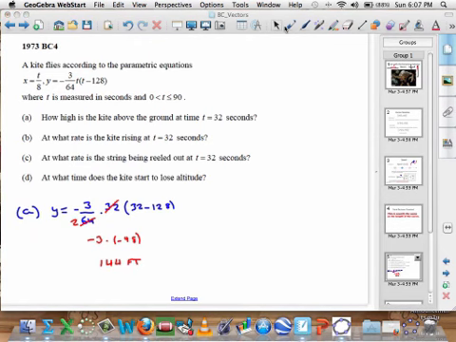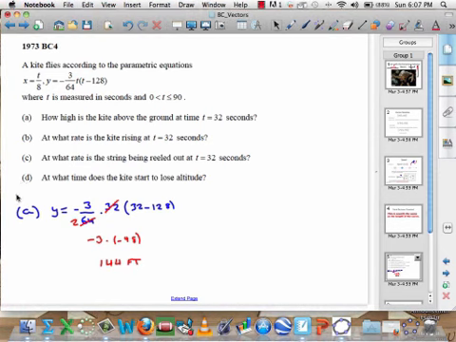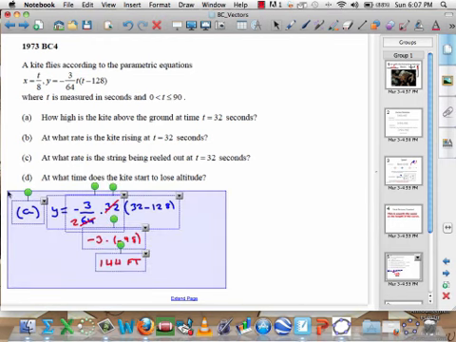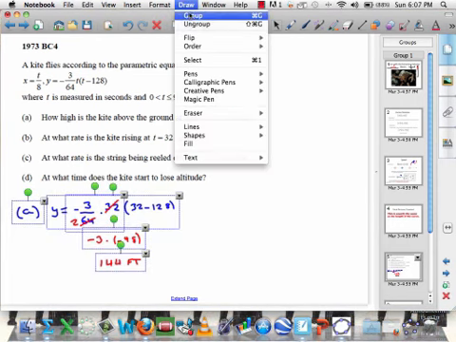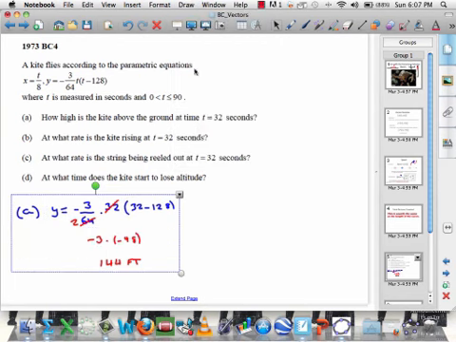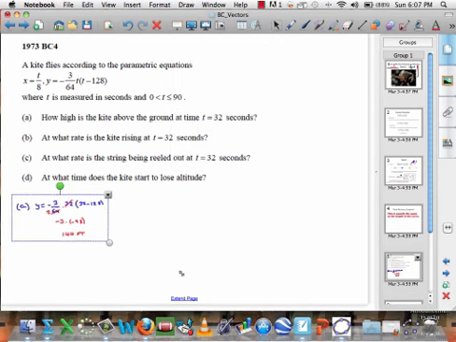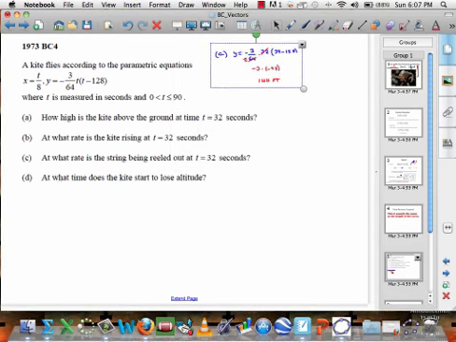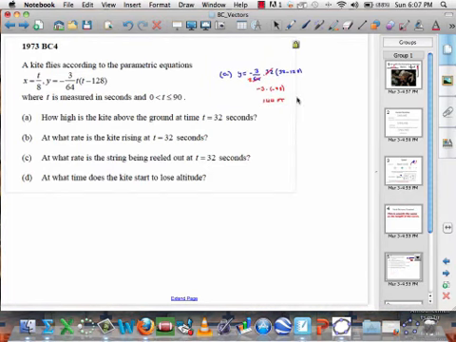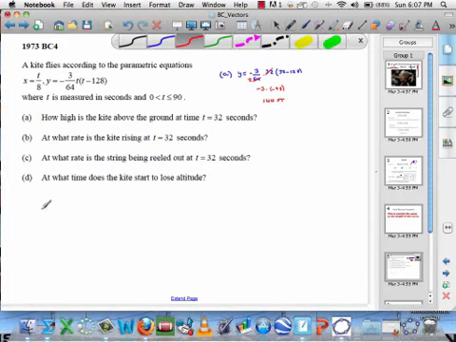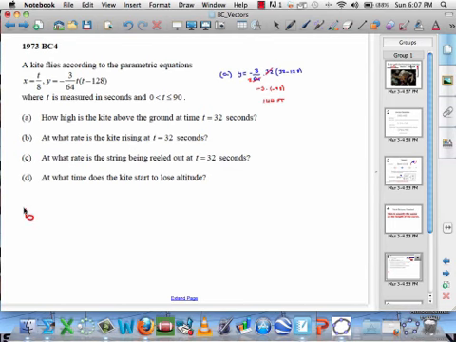Part B says, at what rate is the kite rising at 32 seconds? So we're talking about the same moment in time. But now it's a calculus question: at what rate? And here we're talking about rate of rise, so that's going to be the rate of change of the y value. So in other words, it's the derivative dy/dt evaluated at 32 seconds.